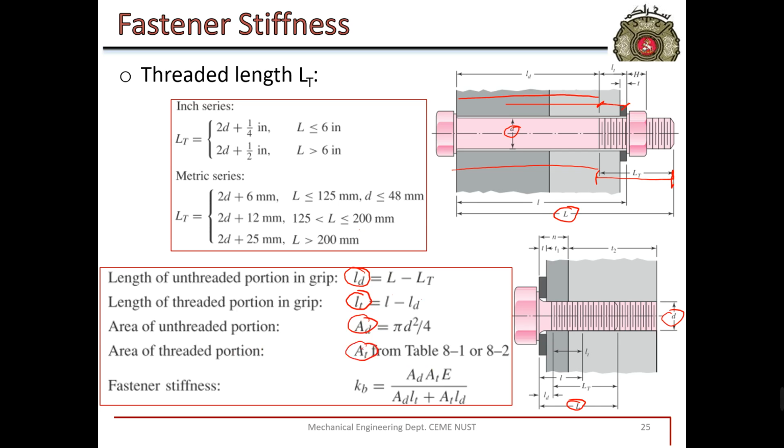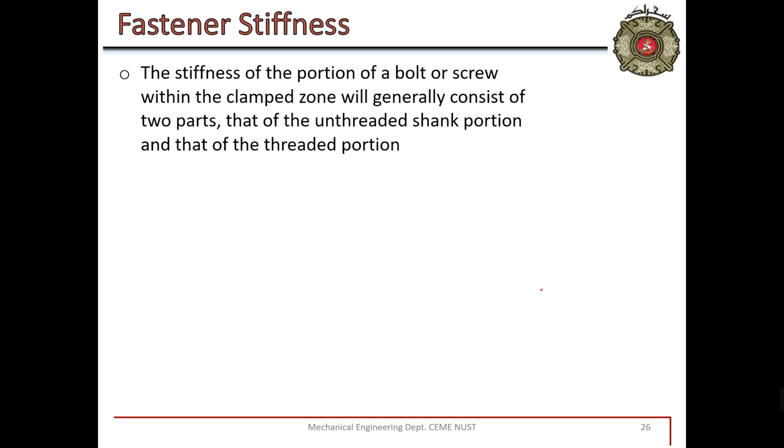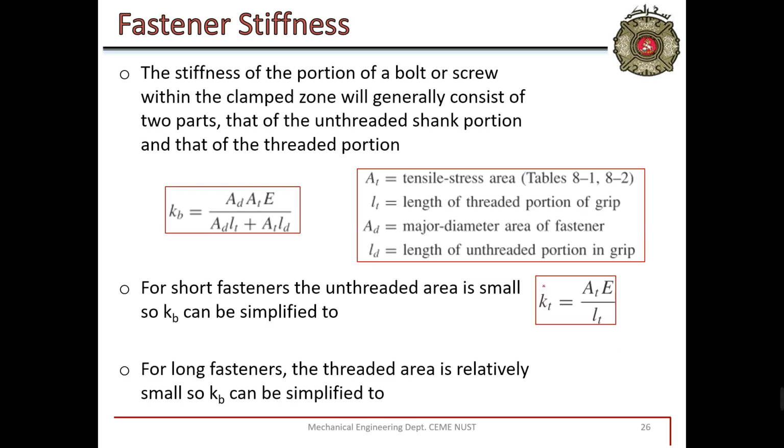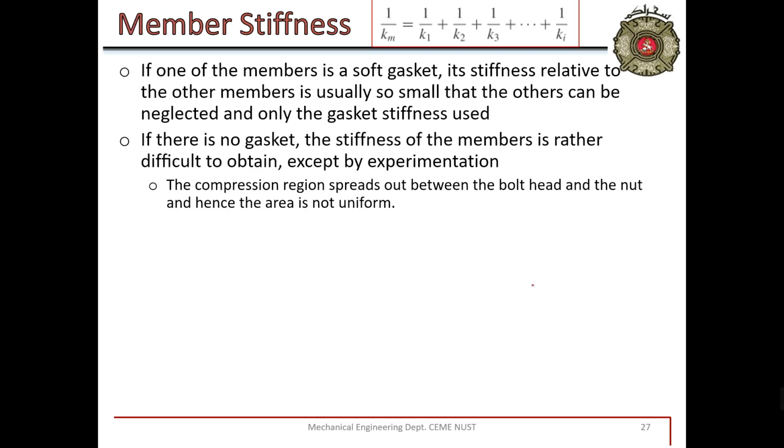For AT, I have already explained what AT is. From table 8.1 or 8.2, you can calculate AT. Once you have AT, the length of the threaded portion, the length of the unthreaded portion, and the value of E, you can calculate KB, and this will be the stiffness of the bolt. This applies within the joint, either for a nut and bolt section or if it is a cap screw. Sorry. And then we have some cases. You can go through this.